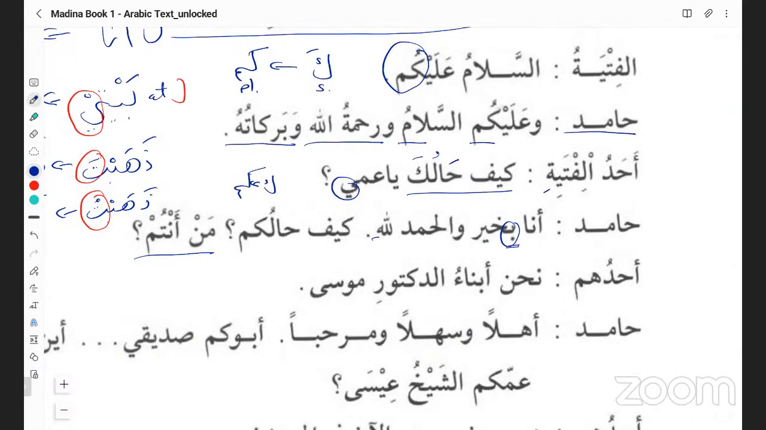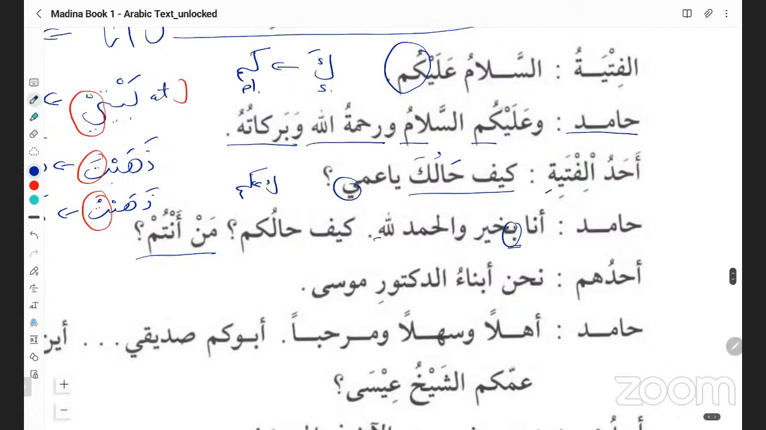Ahaduhum, one of them. So who, ahaduhu will be one, and whom, so the pronoun who becomes whom. We've done this before, but this is the recap. Ahaduhum, one of them. نحن أبناء الدكتور موسى.